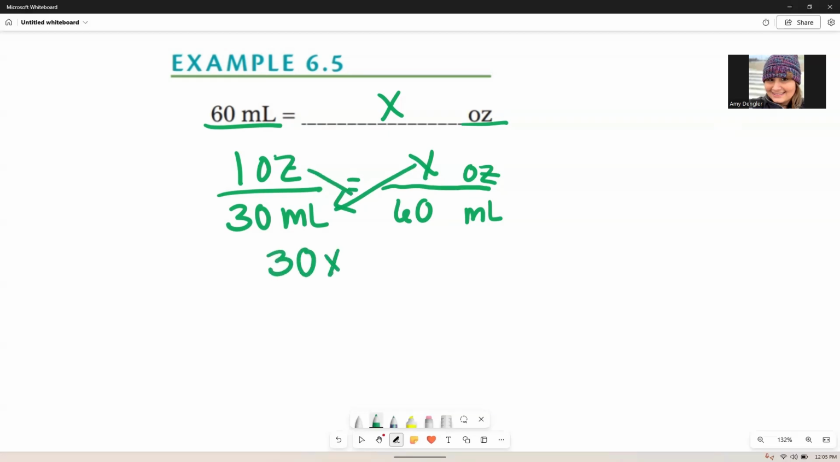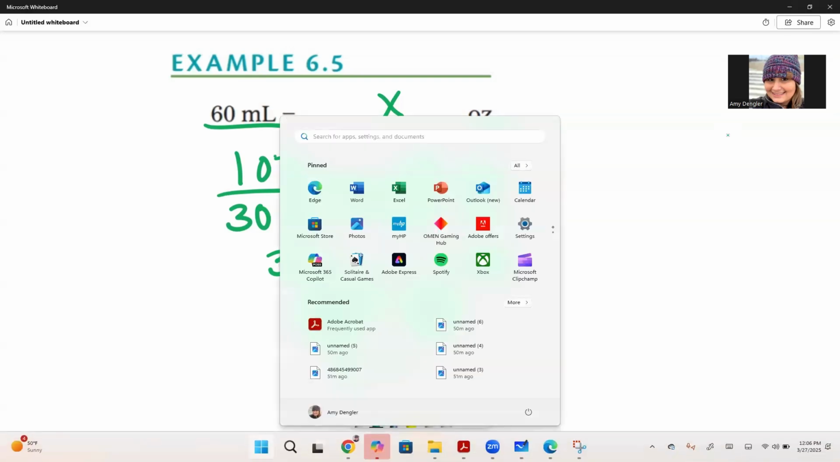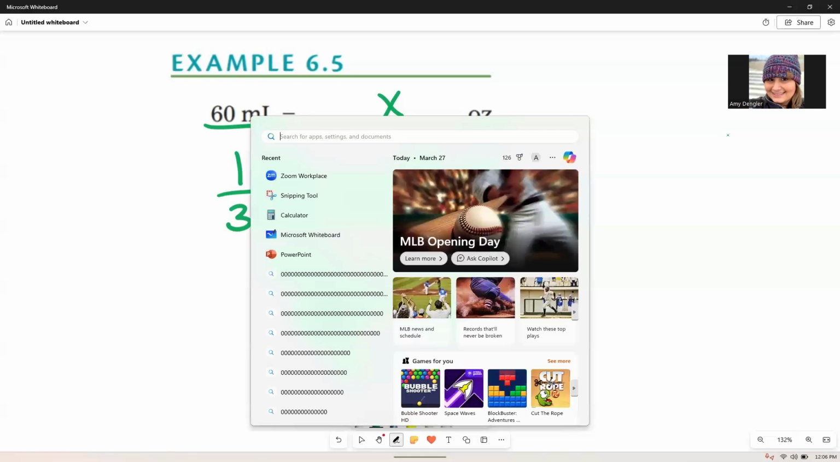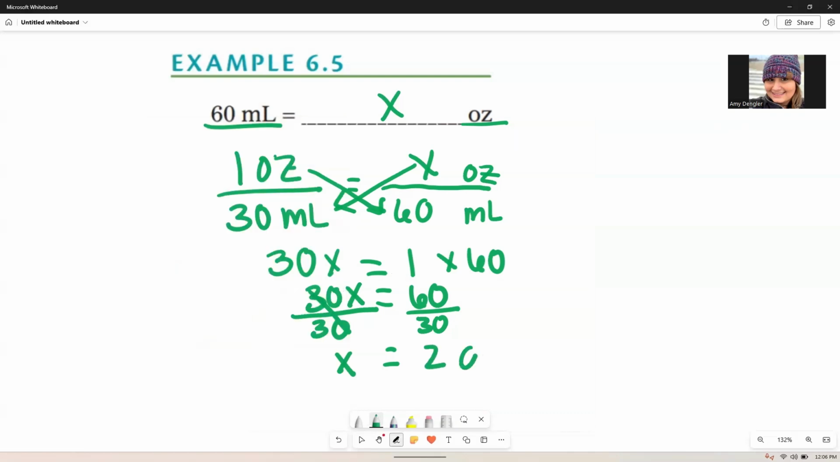So 30x is equal to 1 times 60. And we know 1 times 60 is 60. So I'm just going to rewrite it. We want to get x alone. And if we take out our calculator and do that math, if we didn't know it, 60 divided by 30, we would get 2 ounces.